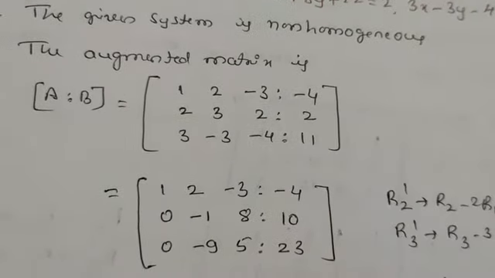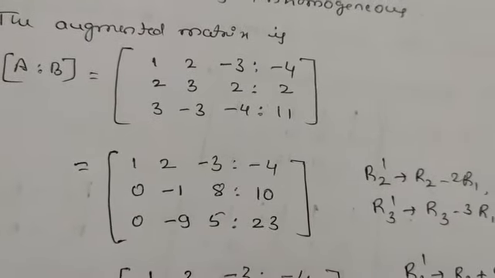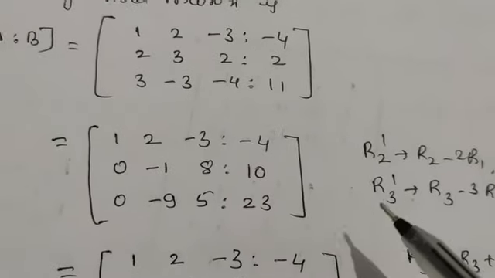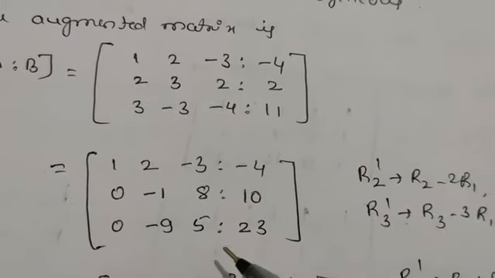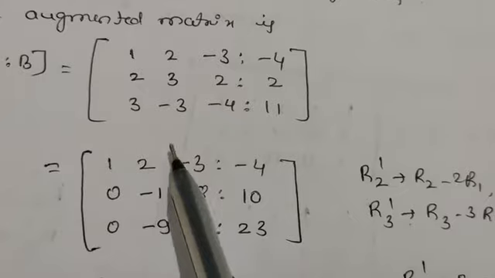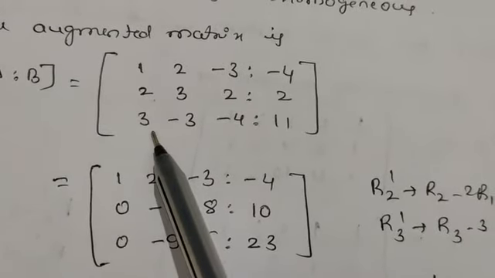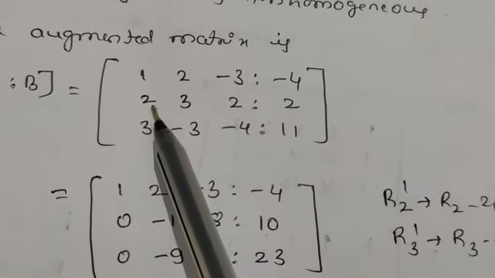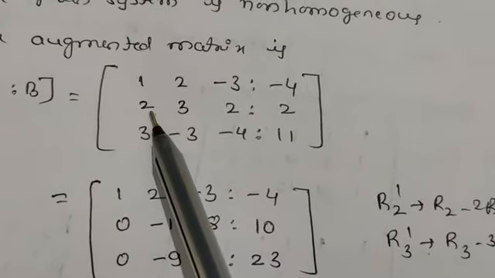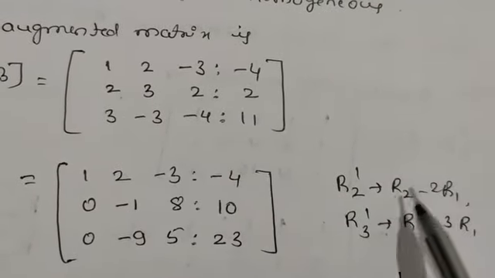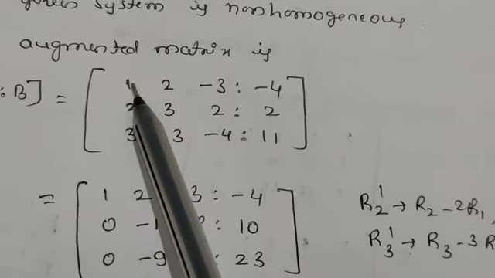So you have to convert this into echelon form. I hope all of you know echelon form. Apply row operations and make this into echelon form. First you have to make these two elements 0. R2 contains 2 here. To make this 0, you have to change R2. R2 changes to R2 minus 2 times R1, because we have 1 here.